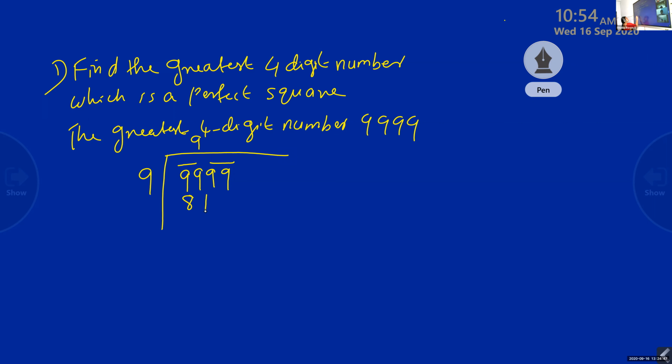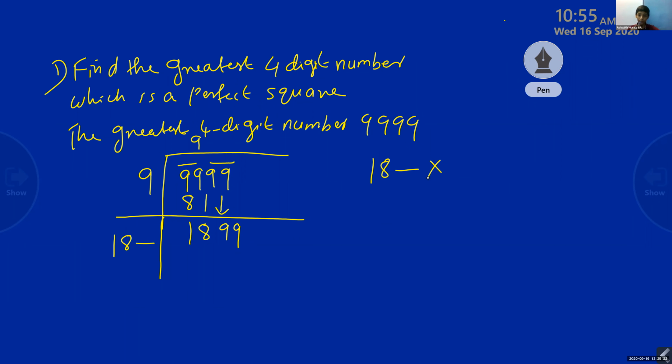9 nines are 81. Subtracting, we get 18. Take 99 downwards. Double of 9 is 18. Fill the blank: 18 dash. Is it 9?